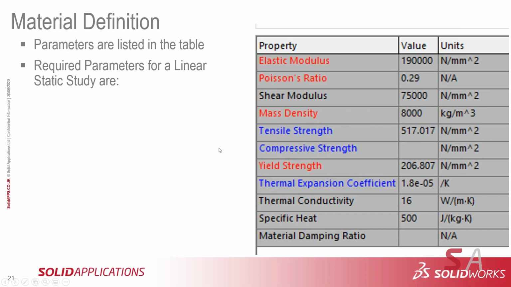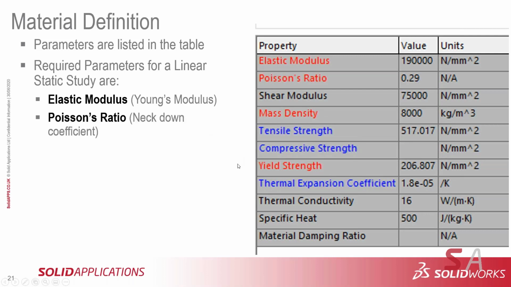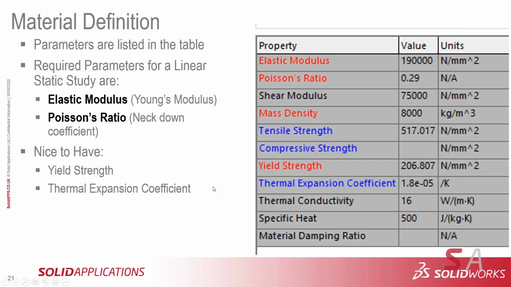So the parameters are listed in this table. The required parameters for a linear static study are elastic modulus and Poisson's ratio. Nice to have: yield strength and a thermal expansion coefficient. If you're going to be applying a thermal load to your study, thermal expansion coefficient is what's used to make your part expand or contract and cause stresses, okay? For other study types, thermal conductivity and density. Thermal conductivity if you're going to be doing a thermal study in Sim Professional.